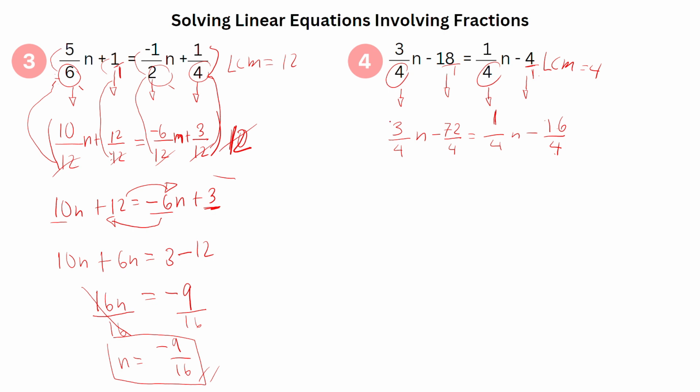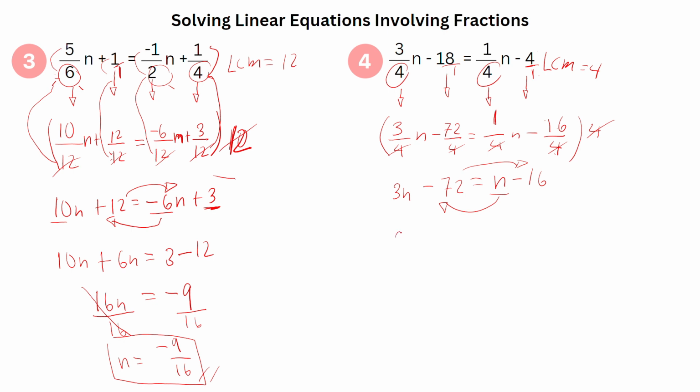Again, we will just get all the numerators. So we have here 3n minus 72 equals, what's 1 times n? Obviously, that's n minus 16. So how come the 4 is being cancelled? Because if we multiply both sides by 4, all the 4 here will be cancelled. Now, we have 3n minus 72 equals n minus 16. I believe you can still remember this one, right? So what do we do here? Move the n to the left and then move the 72 to the right.